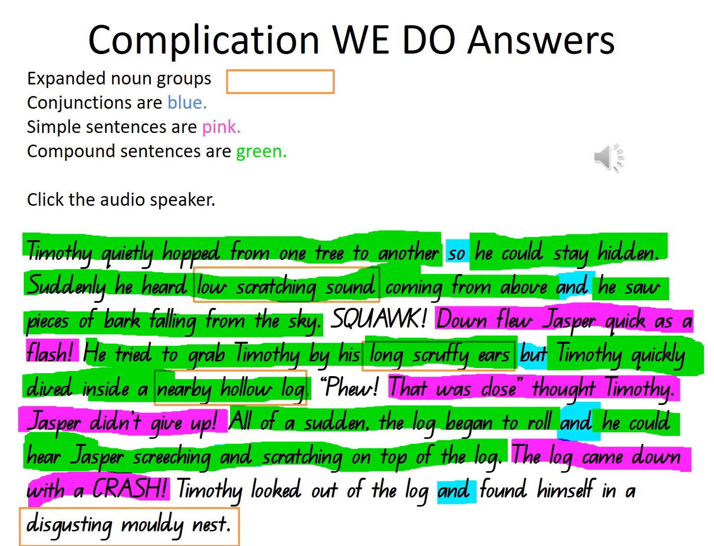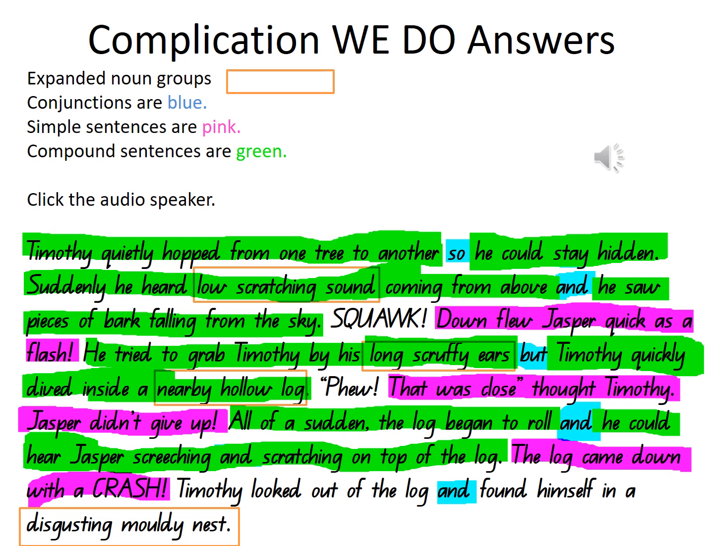So at the end of my complication, I've left it where I want the reader to read on, something that's interesting for them to want to find out what happens next. So I've said he's landed in a disgusting moldy nest. As a reader, I would be thinking, oh, what's going to happen when he's in that nest? Is he going to eat him? Is he going to use him as a play toy? So that makes me want to find out what happens next.